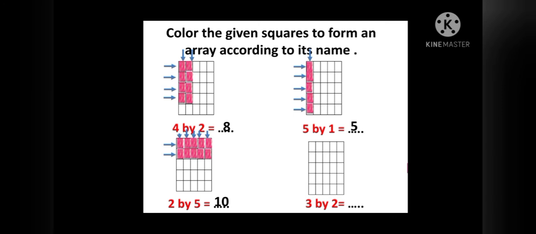I have another one here. He asked me 3 by 2. What's the meaning of 3 by 2? I have here 3 rows and 2 columns. Determine the rows first. Count with me. 1, 2, 3. And how many columns? 2 columns. 1, 2. Now I start coloring. 1, 2, 3, 4, 5, 6. So 3 by 2 gave me 6.